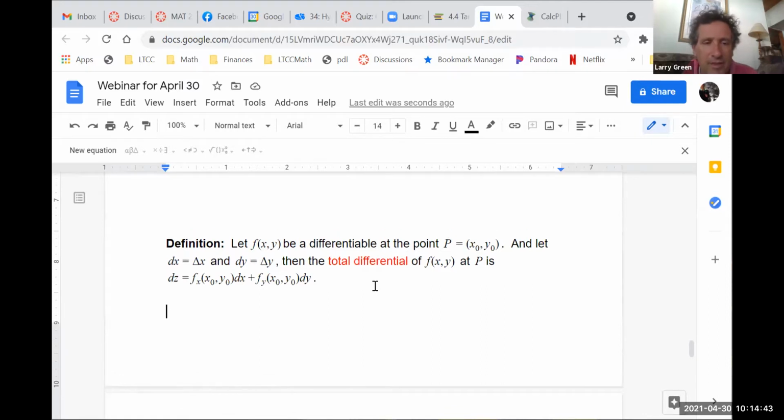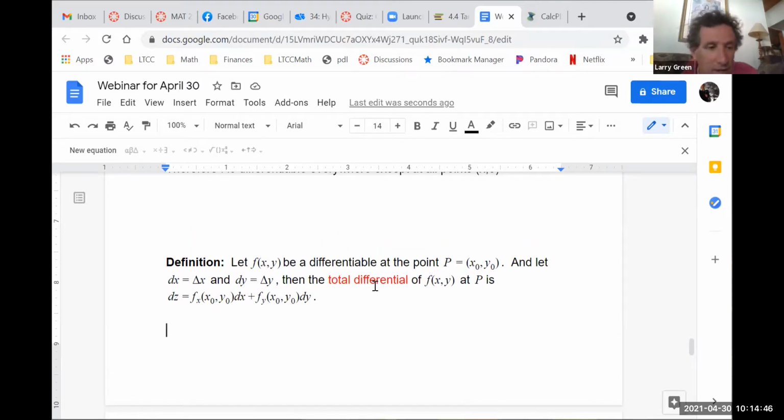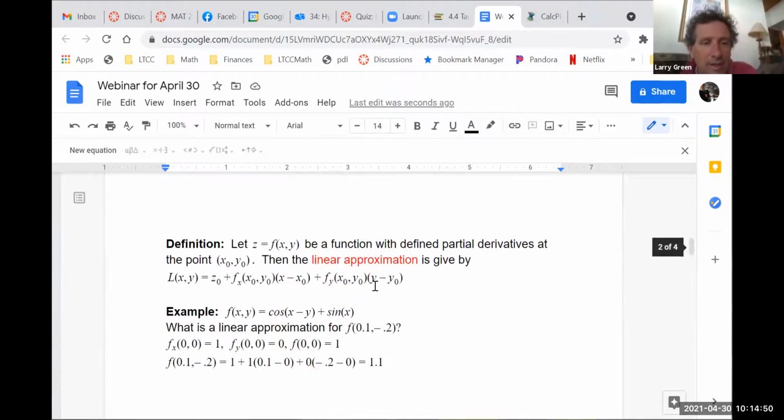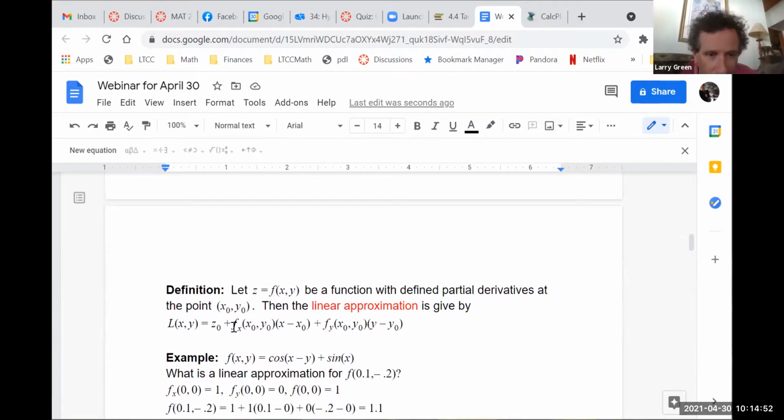Any questions? Okay, notice, by the way, this piece, going back towards the beginning, is basically the linear approximation without the z naught. So it's how much you're changing from your z naught. That's all that is. So we are out of time. So I'm going to stop the recording.